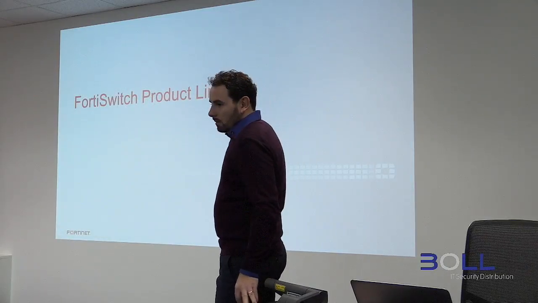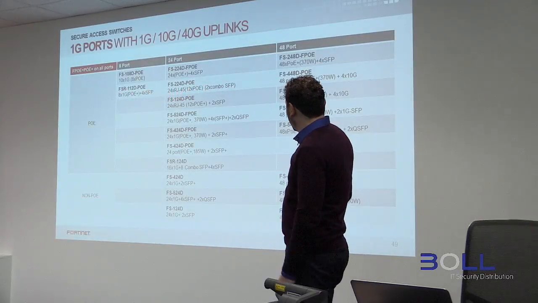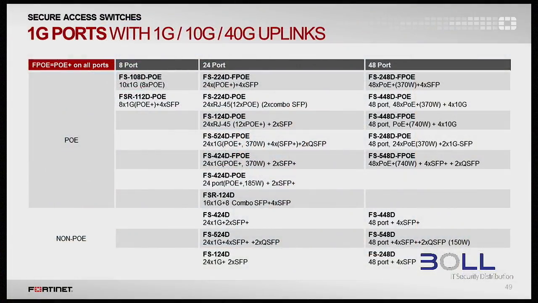Okay, what are the switch models that we have? So the lineup here is very comprehensive. For those who were here last year, the slide was a lot smaller. So we now have many models with different port numbers, so 8, 24, or 48. Also the rugged models, so FSR is rugged. We have the 112D, and we are going to have also a rugged one with 24 ports.